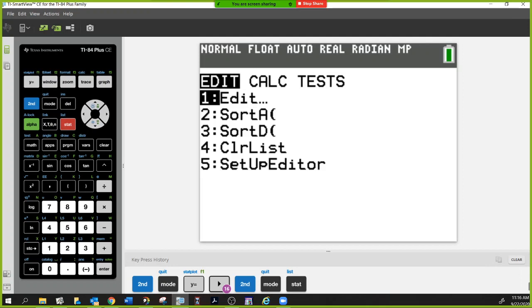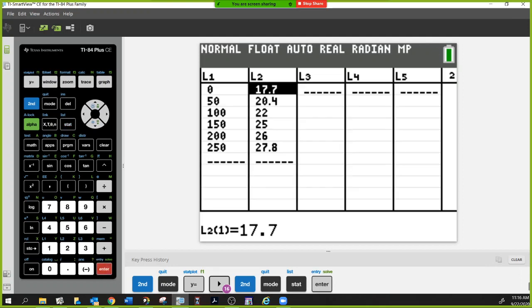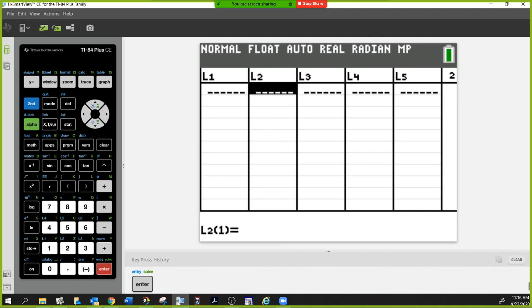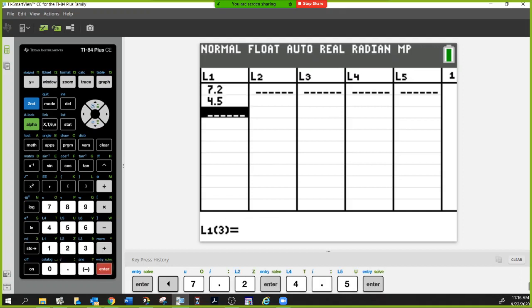So stat, edit, let me clear these lists, and type these bad boys in again. Just be careful, make sure that you type them correct. Take your time, double check.